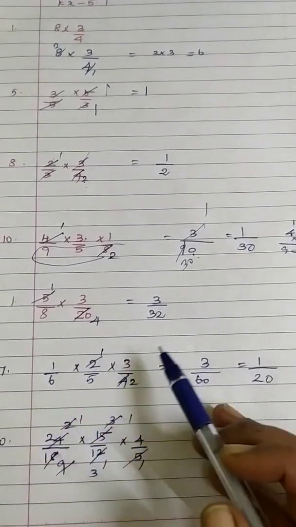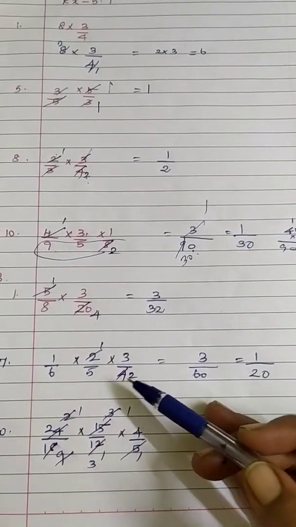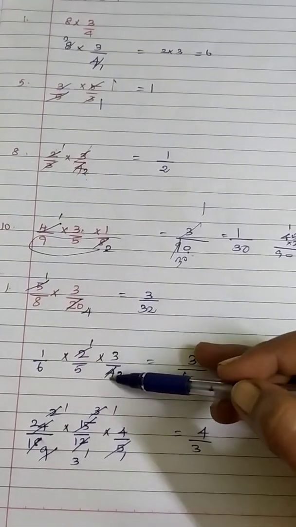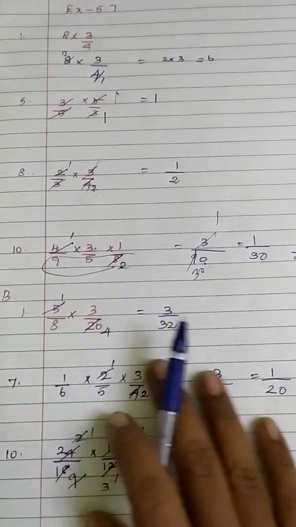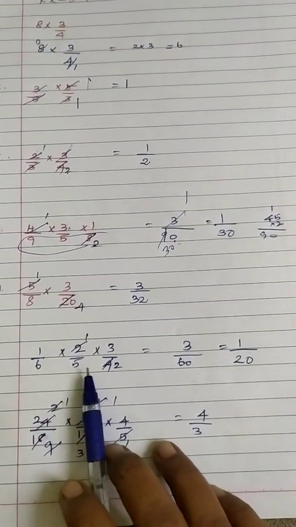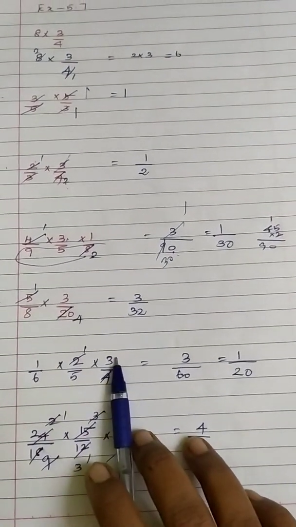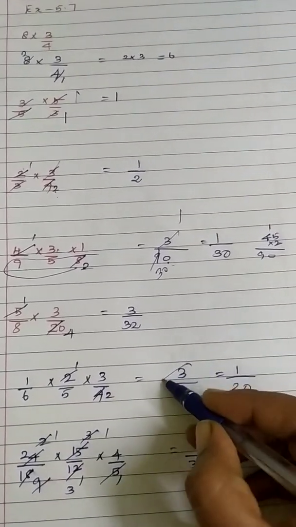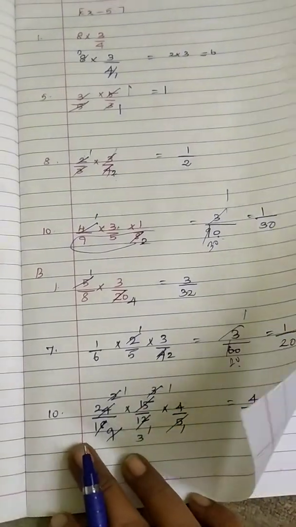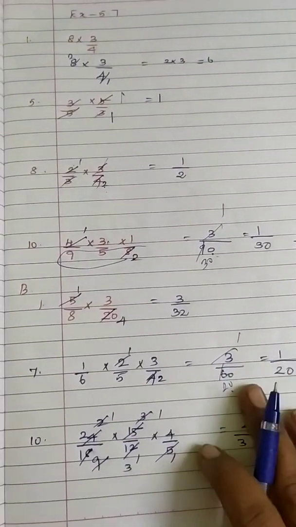Seventh problem, 1 by 6 into 2 by 5 into 3 by 4. Numerator and denominator, you can cancel using the 2 table. 1 2 is 2, 2 2s are 4. No other terms are common. So multiplying 6 into 5 into 2: 6 5s are 30, 30 into 2 is 60. Numerator 3, so 3 by 60. Cancelling with the 3 table, 1 3 is 3, 3 2s are 6, 0. So 1 by 20.